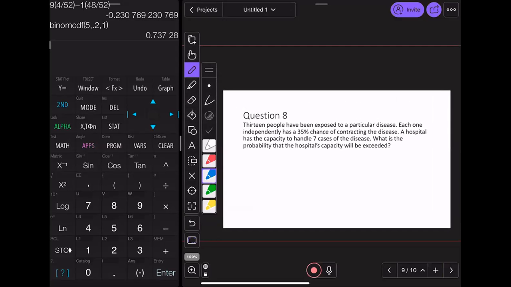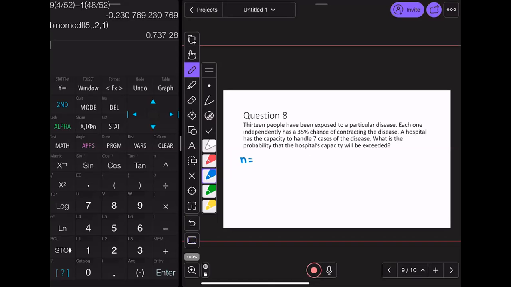So it says 13 people have been exposed to a particular disease. Each one independently has a 35% chance of contracting the disease. A hospital has the capacity to handle 7 cases of the disease. What is the probability that the hospital's capacity will be exceeded? Okay. So again, this is going to be a binomial problem. Some key words here is it does say independently. It doesn't say anything about the expected value or anything like that. Okay, so for this problem, we're going to identify N and P.